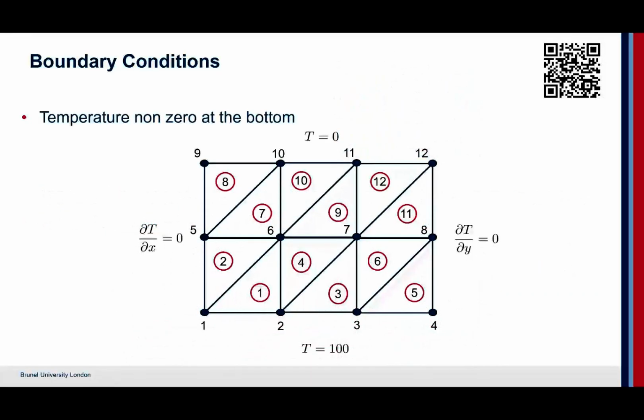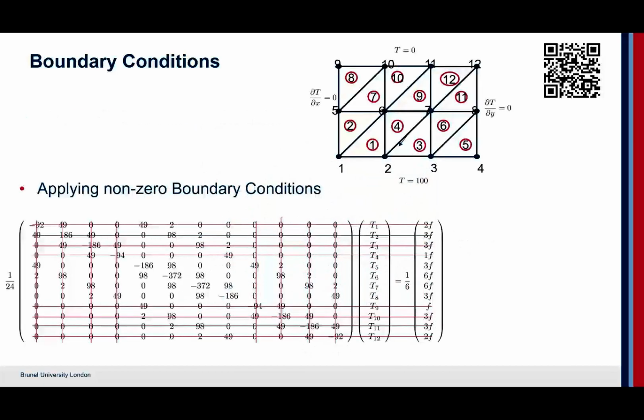Next one I want to cover is just a non-zero boundary condition. So this is the case where we're going to set the bottom one as equal to t equal 100. So essentially the process here again is we cancel the rows and columns. Again, we've got 9, 10, 11, 12. We've set equal to 0 here, so we've just cancelled those. For the bottom ones, we've also cancelled those rows.